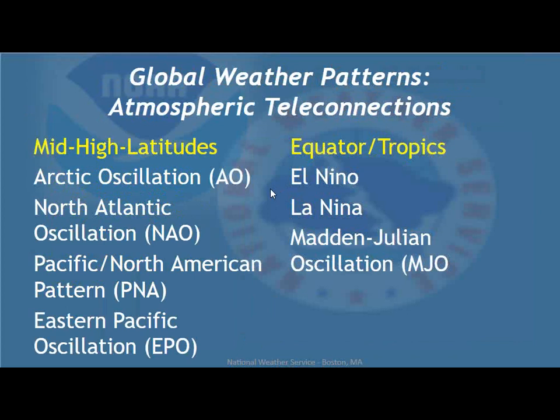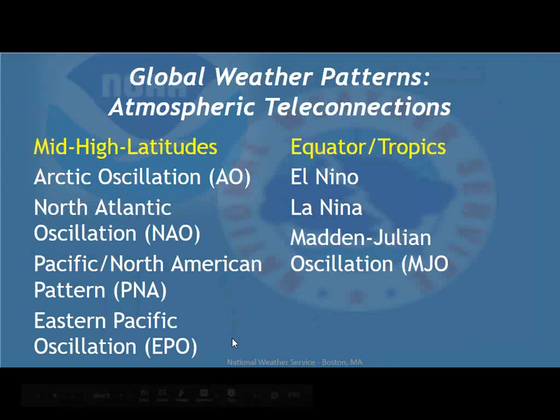So in the mid to high latitudes, we have the Arctic oscillation, the North Atlantic oscillation, the Pacific North American pattern, the Eastern Pacific oscillation. And then in the tropics, we have, of course, El Nino and La Nina, which is probably the teleconnections that are most known by the public. And we have another one called the Madden-Julian oscillation.